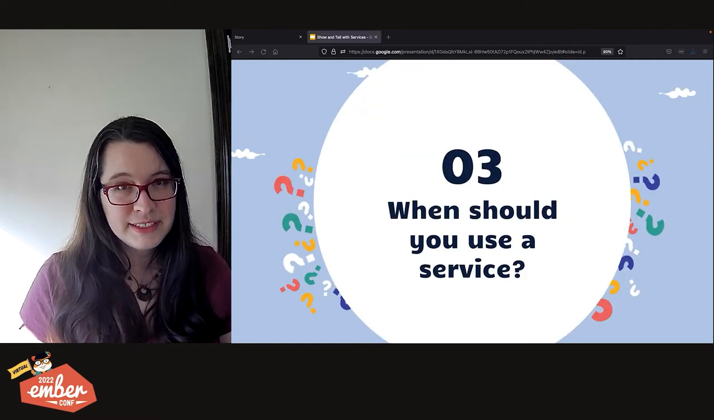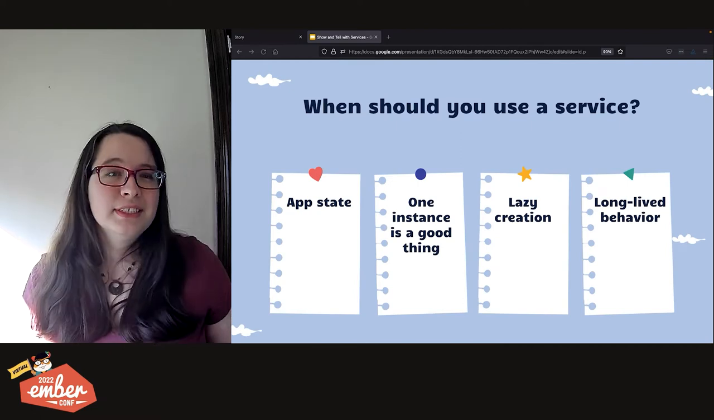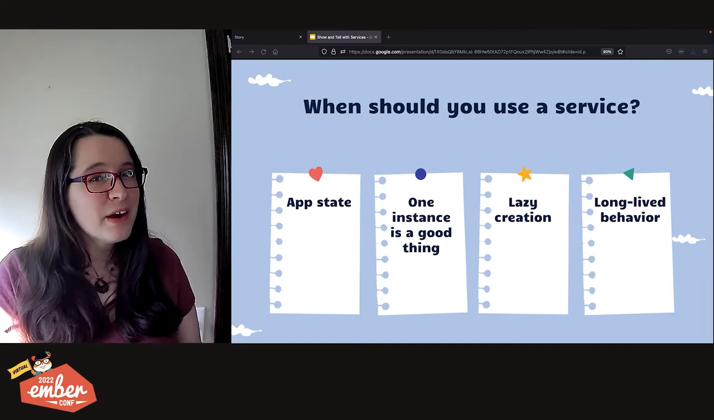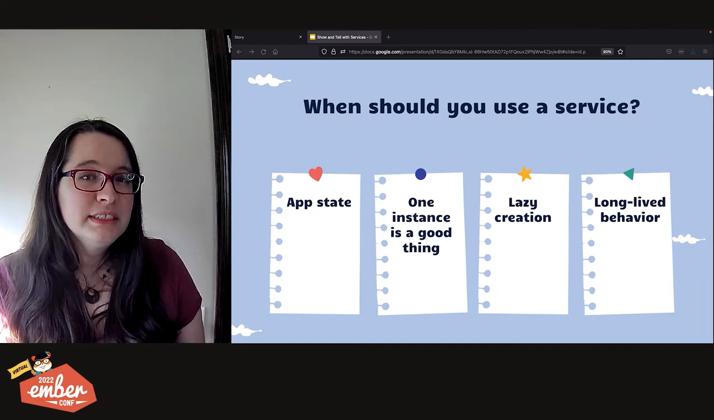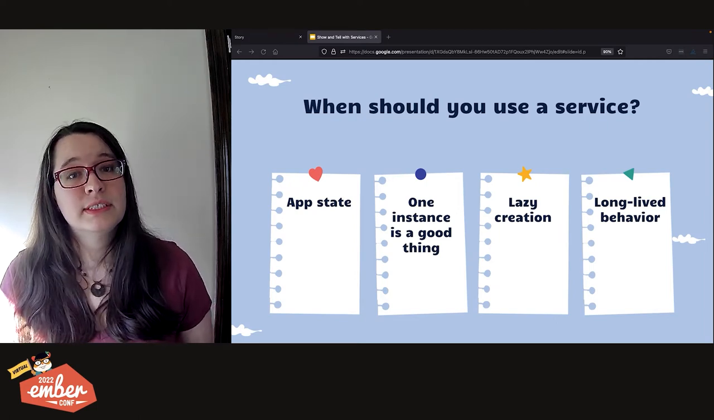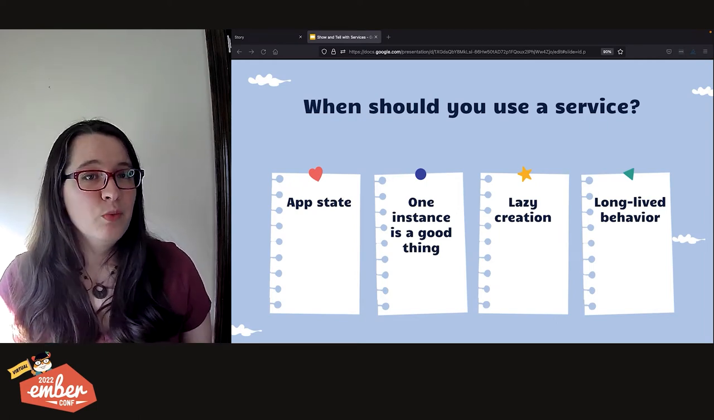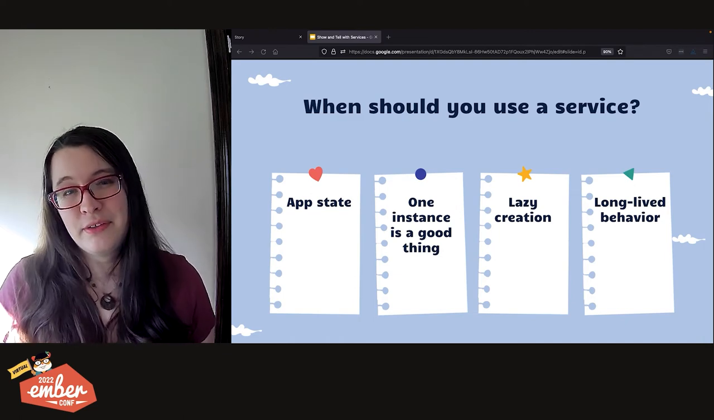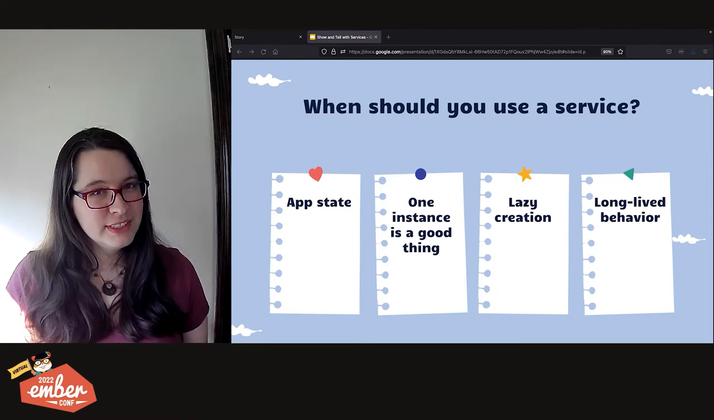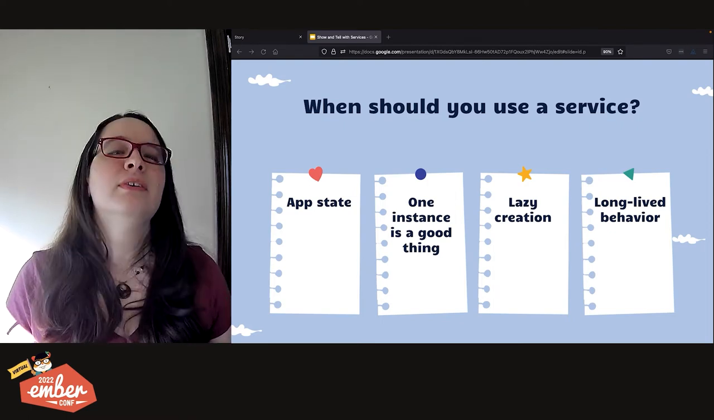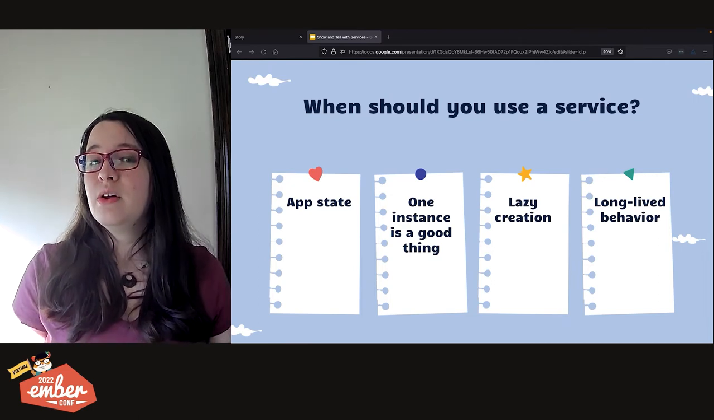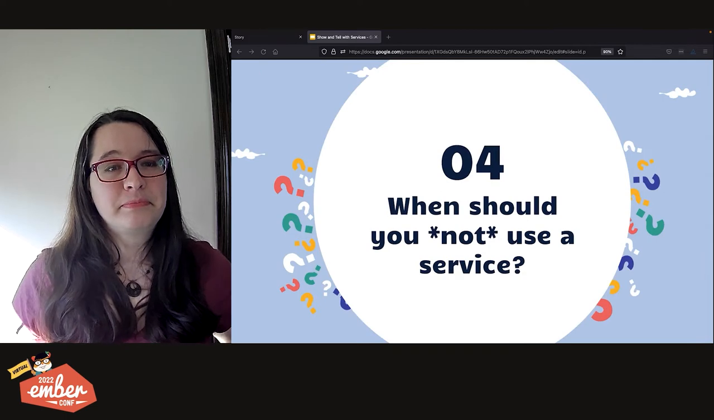So when should you use a service? These are just some of my own personal experiences with when services are helpful, but there are many more. One option is to make application state available across deeply nested components or between routes. Another reason is whenever having one instance of something is a good thing. Thirdly, if you need lazy behavior, services are great. And then lastly, if you need long-lived behavior, when the service is only torn down when the app is torn down, services are going to help you out.